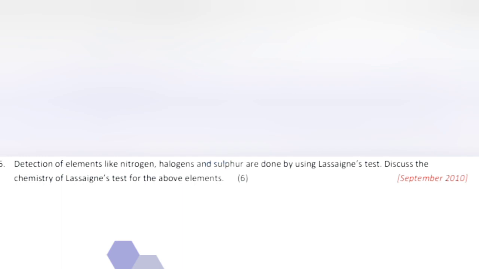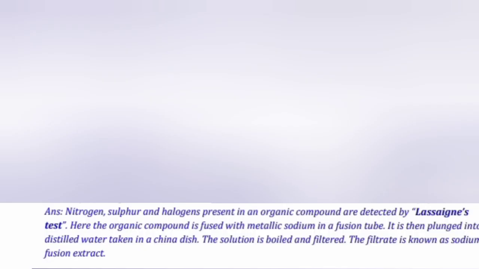Detection of elements like nitrogen, halogens, and sulfur is done by using Lassaigne's test. Discuss the chemistry of Lassaigne's test for the above elements. September 2010. Answer: nitrogen, sulfur, and halogens present in an organic compound are detected by Lassaigne's test.